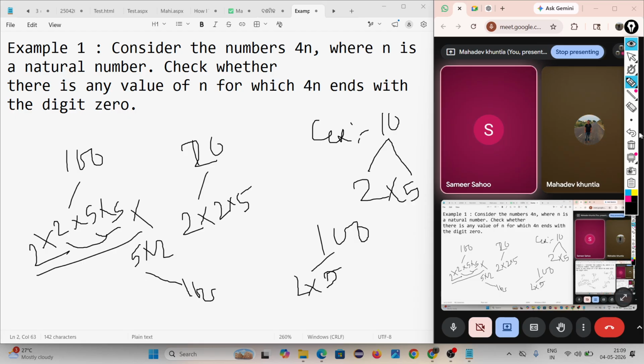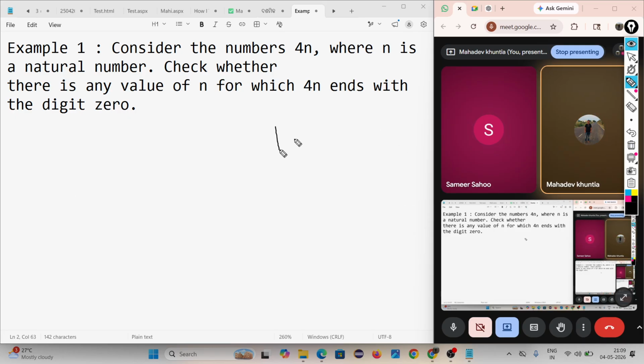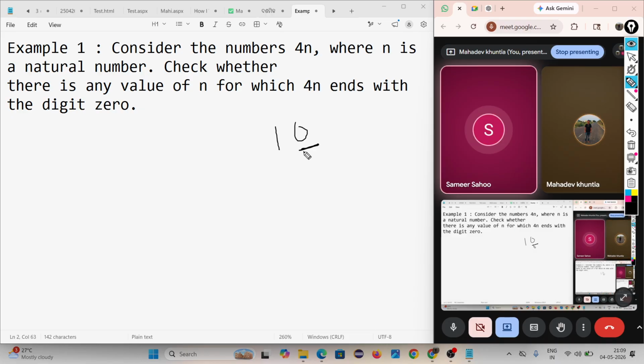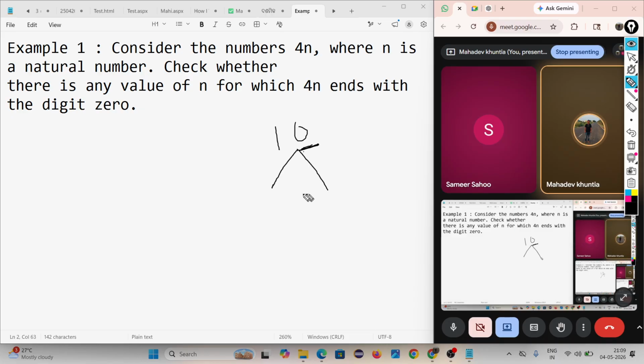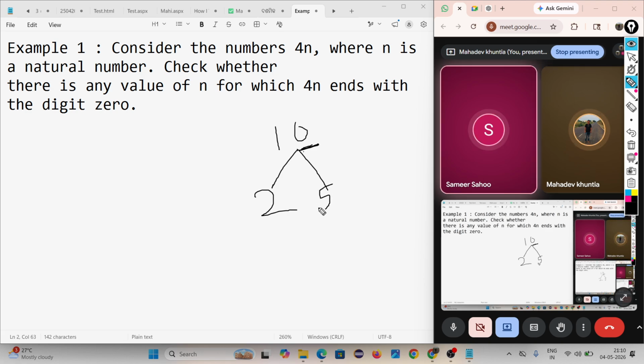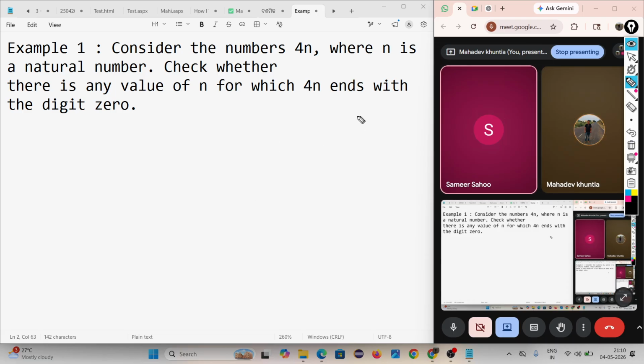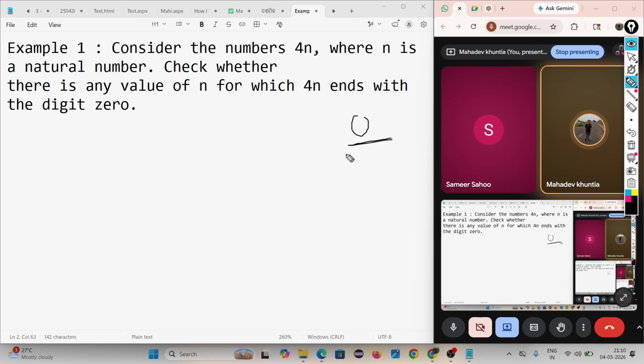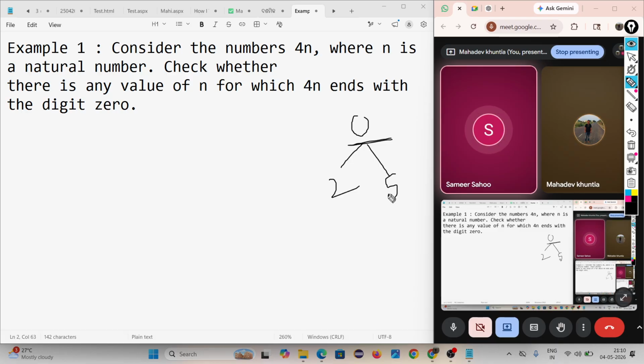Okay. That means can I conclude any number that ends with 0? If I do that number's prime factorization, there should be 2 and 5, both should be there. Otherwise, look, any number in the world that ends with 0, in their prime factorization, there should be 2 and 5 available. Okay, you understand?